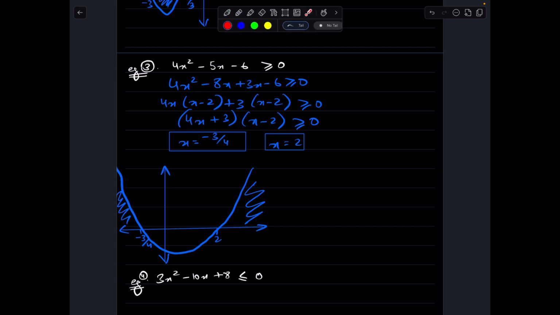So the inequality for the first part would be x is less than minus 3 over 4. And for the second part would be x is greater than 2. And since we have a greater than equal to in the question, we'll also have an equal to in the answer. So just put a line underneath. And yeah, that's our answer.